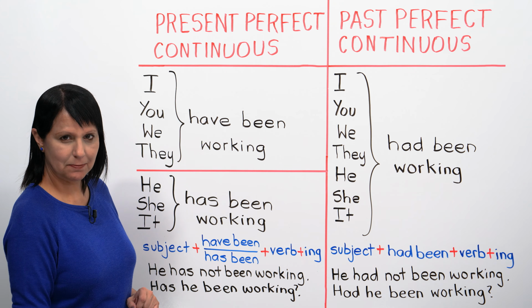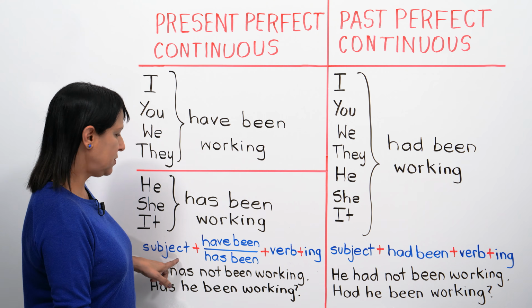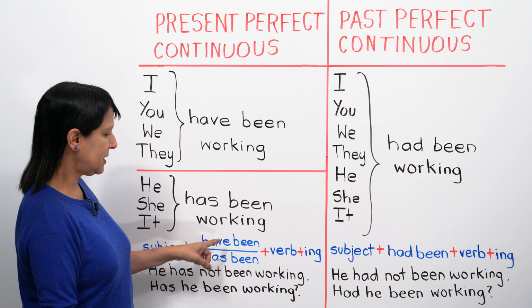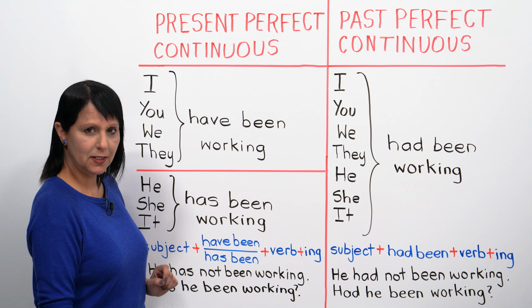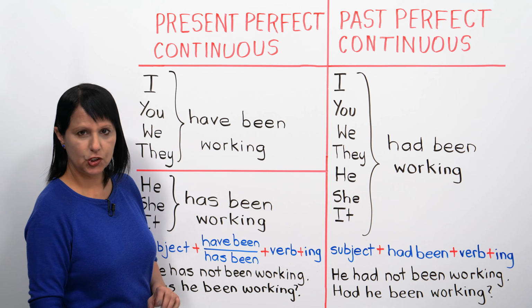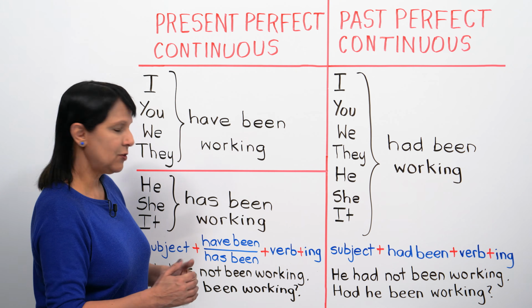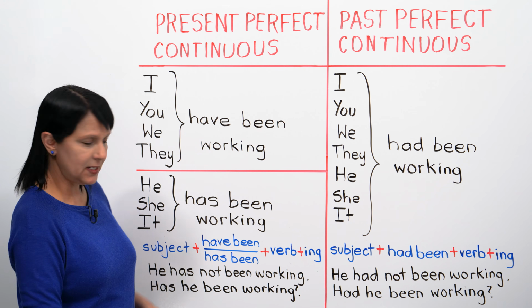It has been working. Okay? That's the basic structure. We're using the subject plus have been or has been plus the verb, in this case work, plus ing. All right? That's for positive sentences. Let's look at a negative example, negative sentence.